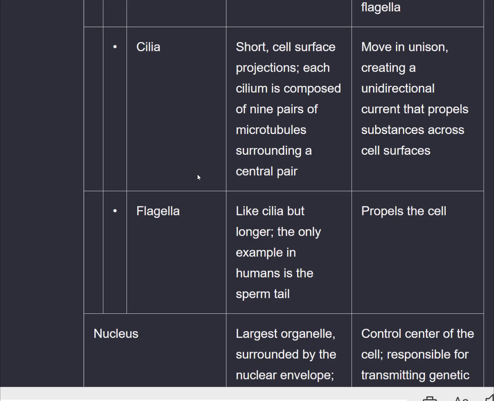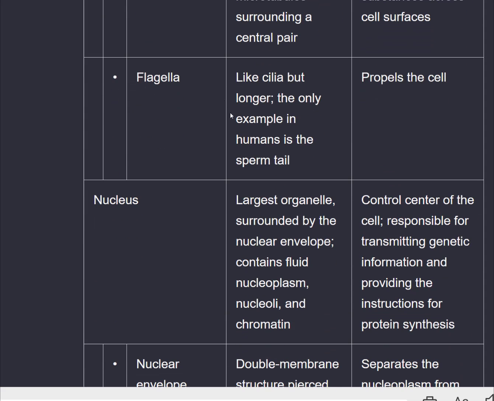The cilia. Short cell surface projections. Each cilium is composed of 9 pairs of microtubules surrounding a central pair. They move in unison, creating a unidirectional current that propels substances across cell surfaces. Flagella. Like cilia but longer, the only example in humans is the sperm tail.